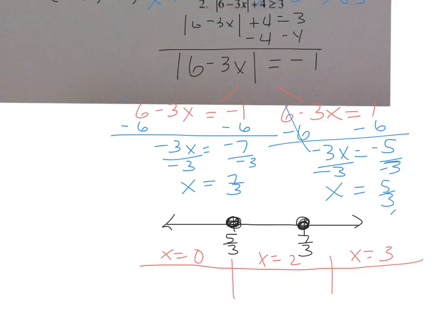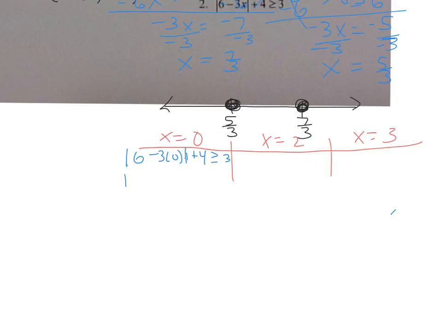All right, and we're going to plug it into the original. So it's the absolute value of 6 minus 3 times 0, close absolute value, plus 4 is greater than or equal to 3. Okay, so I have 6 minus 0. 6 minus 0 is 6, so it's the absolute value of 6. The absolute value of 6 is 6 plus 4. That's 10. Is that greater than or equal to 3? That's true, so I'm going to shade to the left.